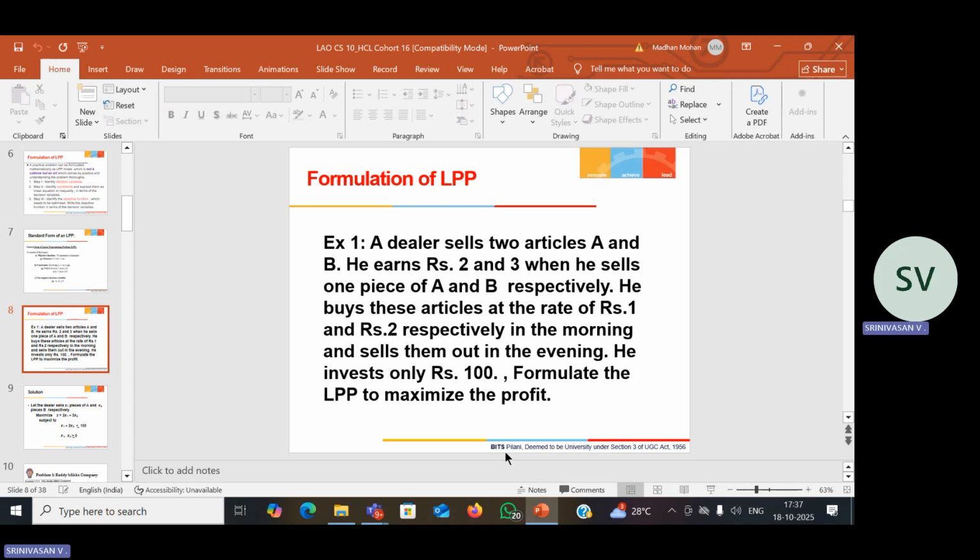A dealer sells two articles A and B. He earns rupees 2 and 3 when he sells one piece of A and B respectively. He buys these articles at the rate of rupees 1 and 2 respectively in the morning and sells them out in the evening. So buying price and selling price are given. He invests only rupees 100. Formulate the LPP to maximize the profit.